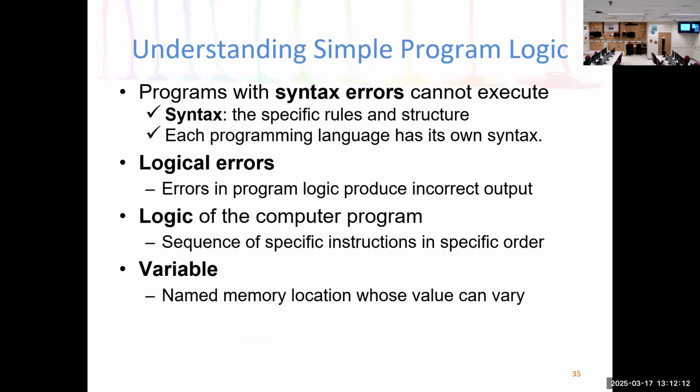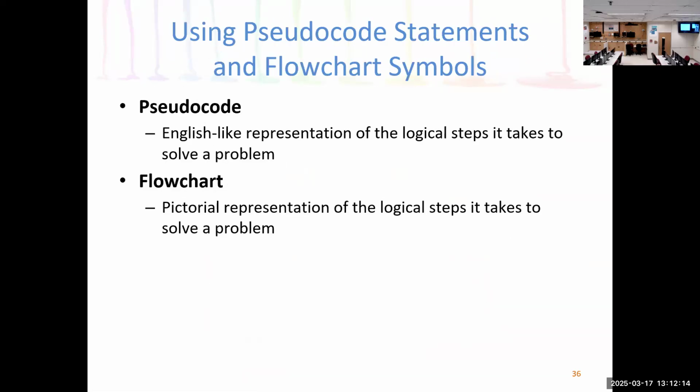In this class, you learn about the process of pseudocode or flowchart. So what is pseudocode? Pseudocode is fake code. Remember, it's fake. It's not a real programming language. It is an English-like representation of the logical steps it takes to solve the problem. And the flowchart is a pictorial representation of the logical steps it takes to solve the problem. So those are the two ways you can work in the plan logic phase. When you do the plan logic with pseudocode or flowchart, later on you can translate it into the real programming language. Right?